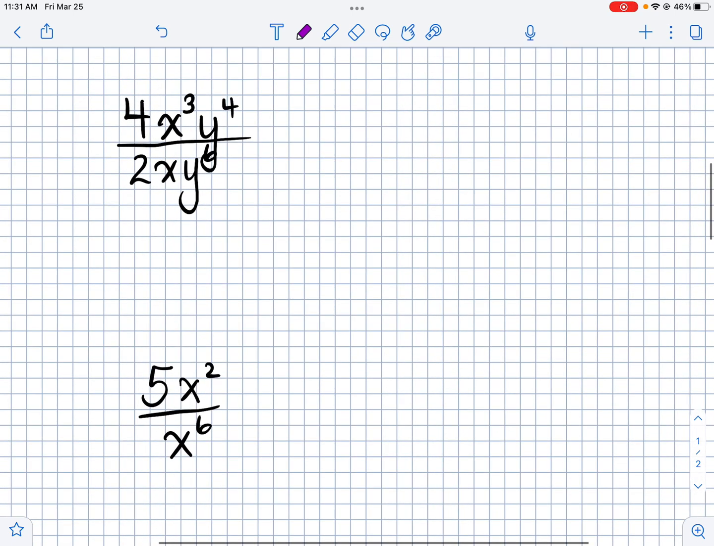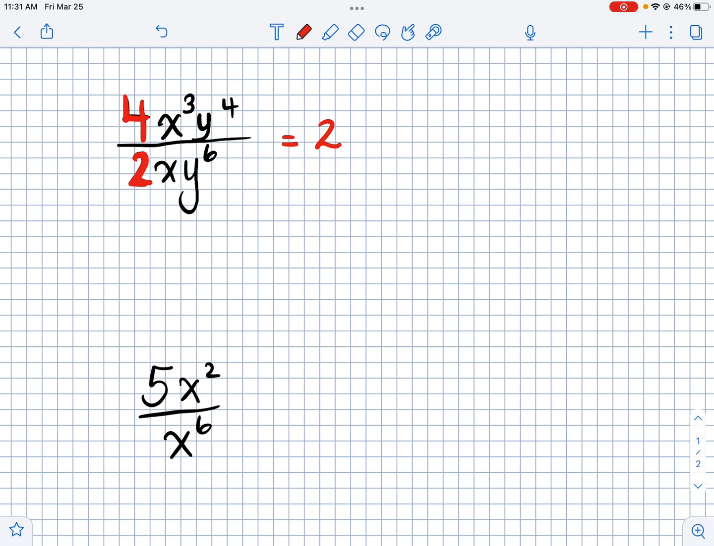Next question, this one's humongous. But turns out there's just some division laws stuff that we need to do. That y is totally taking over the space, so I'm just going to make that a little smaller. Okay, so let's do this. I'm going to start with my numbers. I've got a 4 and a 2, so I'm just going to divide those like normal. 4 divided by 2 would just be 2.